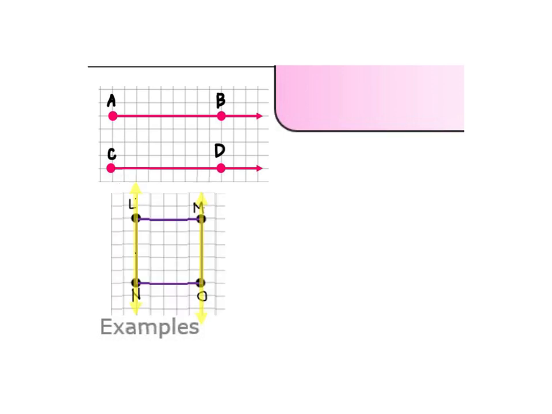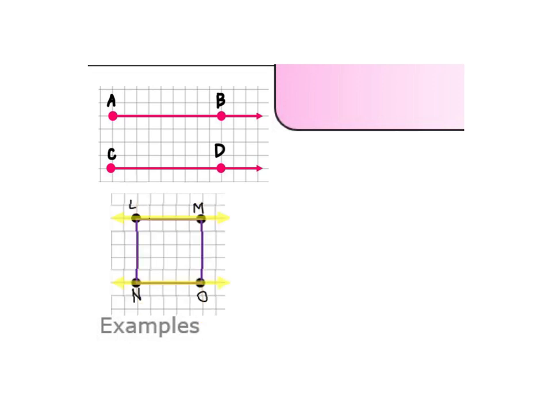In this square figure, we can see that lines NL and OM are parallel because they stay the same distance apart, they do not intersect, and both lines do not share a common point. Additionally, lines LM and NO are parallel because they stay the same distance apart, they do not intersect, and both lines do not share any common points.